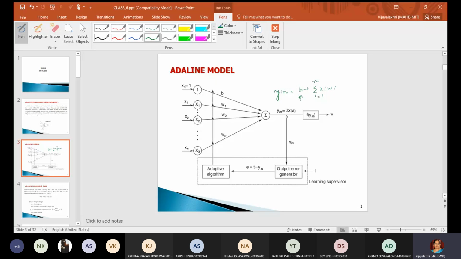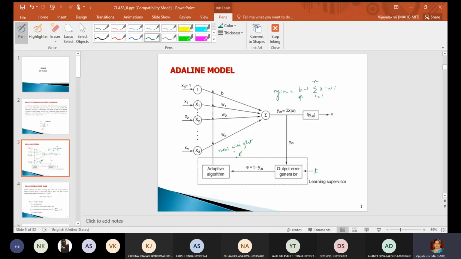So what happens here is, we are having a comparator. This comparator is also called the output error generator. Based on your y_in and target, it gives the difference. It is called the error, t minus y_in. Based on this error, the adaptive algorithm adjusts the weights. A new weight will be obtained based on the error function.